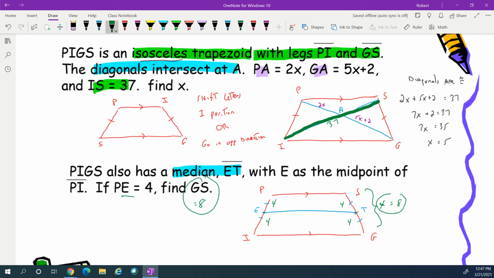So remember that median or midsegment connects the midpoints of the opposite sides, or the midpoints of the legs. It is parallel to the bases, and it is equal to 1/2 the sum of the bases. And that wraps up trapezoids.